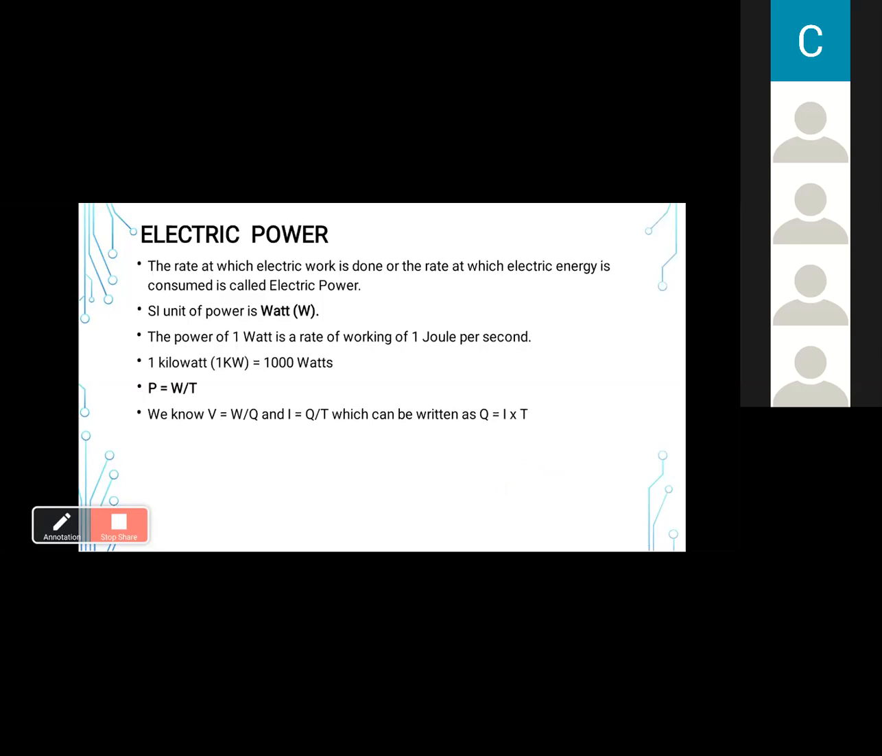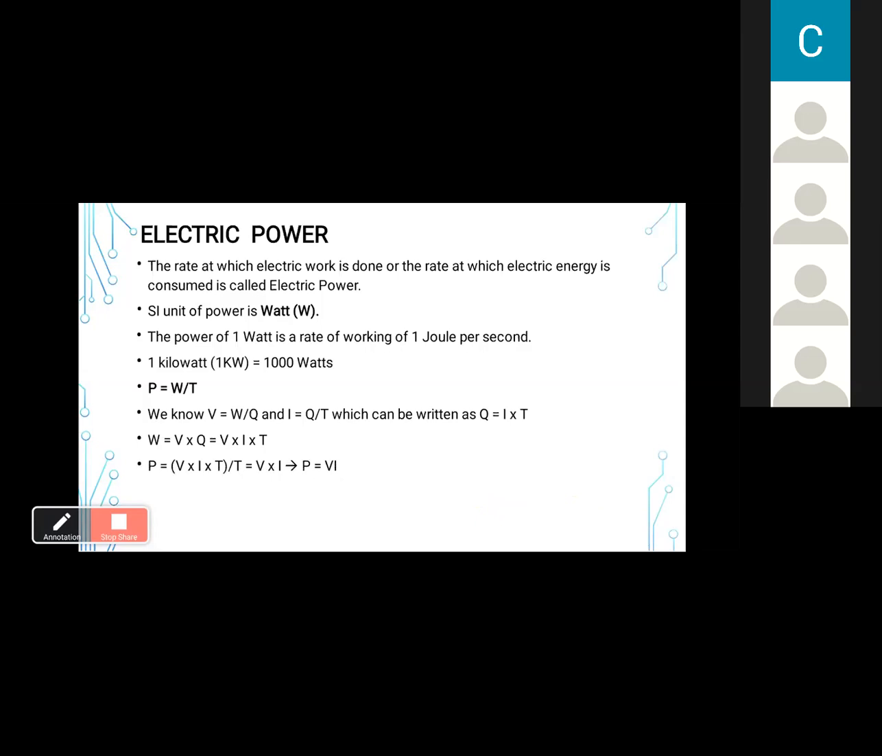One formula is P equal to W by T. The other formula we can derive using formulas that we have learned earlier. We already know that V equal to W by Q, that is, voltage equals work upon charge. And also we know I equal to Q by T, that is, current equals charge upon time, which can be written as Q equal to I into T. From the above equation, we can find the work. Work equals V into Q. Replacing the Q value from the above equation, W is written as V into I into T. The same thing I can implement in the power formula.